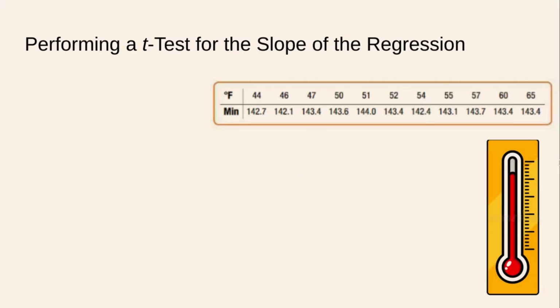Now that we've taken a peek at what a confidence interval looks like for the slope of the regression line, now we're going to perform inference ourselves. We're going to perform a t-test for the slope of the regression line, and we're going to close with a confidence interval, because why not?